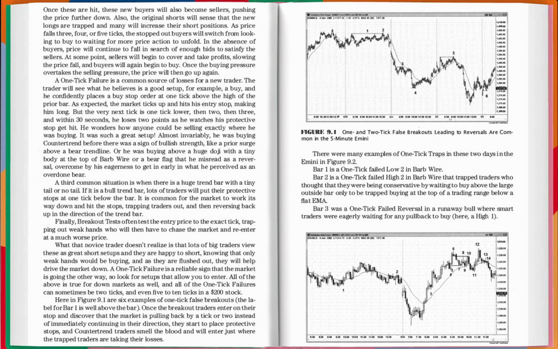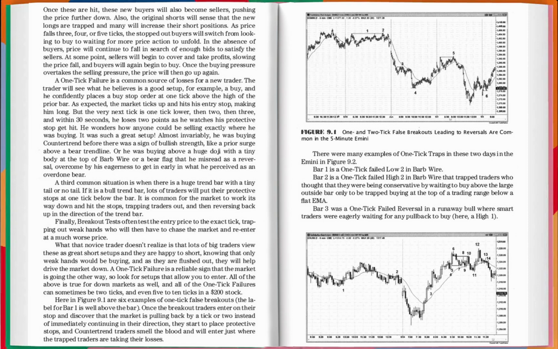Once the breakout traders enter on their stop and discover that the market is pulling back by a tick or two, instead of immediately continuing in their direction, they start to place protective stops, and countertrend traders smell the blood and will enter just where the trap traders are taking their losses. There were many examples of 1-tick traps in these 2 days in the E-mini, in Figure 9.2.